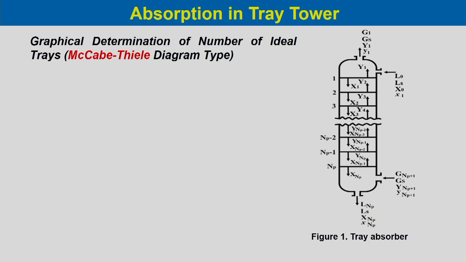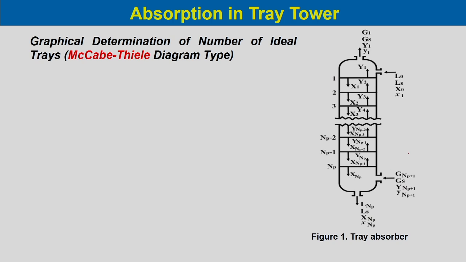So, in the tray absorber, to find out the number of ideal trays, there is a special kind of design procedure known as the McCabe Thiele diagram type. You can see over here, the liquid enters at the top with this composition and the gases enter at the bottom in this composition, and the gas flow rate and liquid flow rate of both inlet streams are mentioned over here. And we have an outlet liquid at the bottom and outlet gas at the top, with both flow rates and their compositions mentioned. Trays are numbered from the top of the column 1, 2, 3 up to NP.